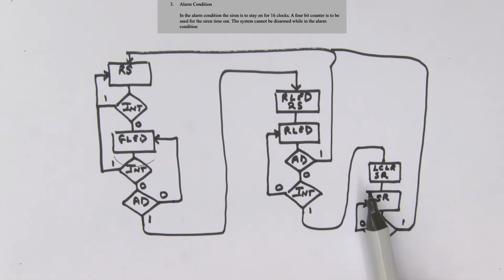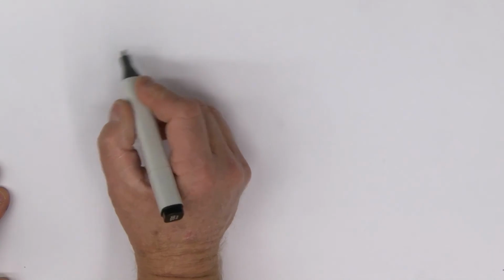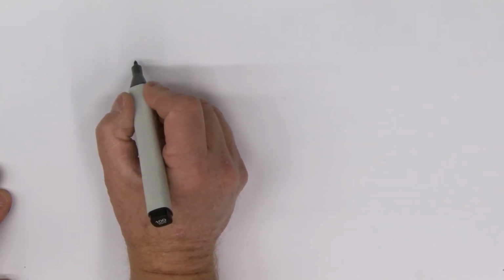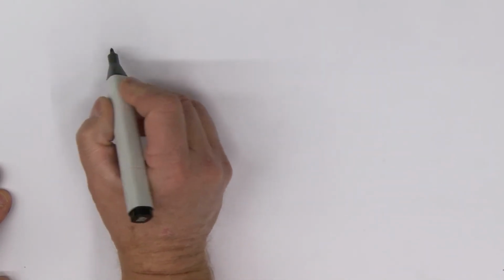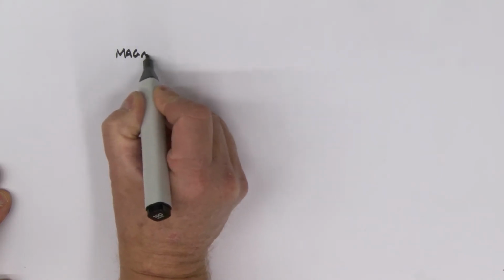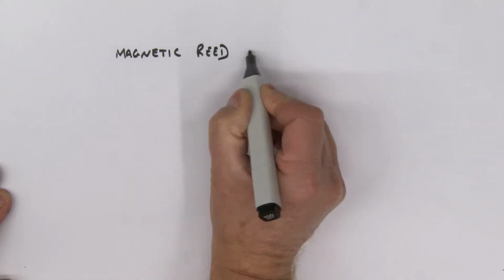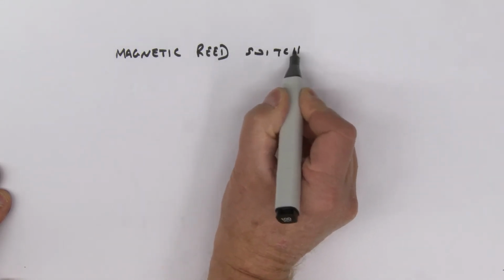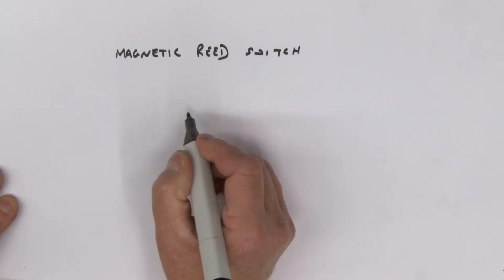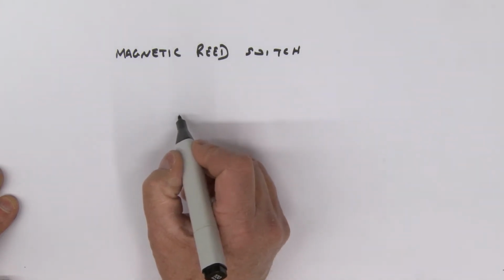Now look, before I actually pause this, I want to talk to you a little bit about how we generate that intrusion input. Let's think a little bit here about a switch. Now, I'm going to call this a little magnetic reed switch, okay? Now, how does this guy actually work? Well, basically, it's a switch that is held in a closed condition by a magnet.